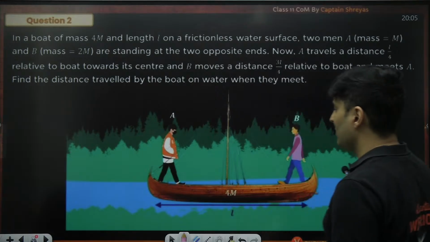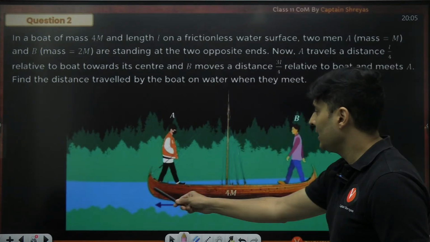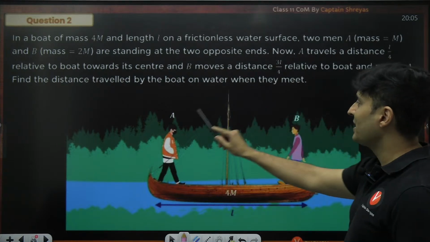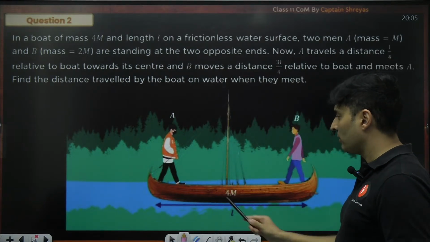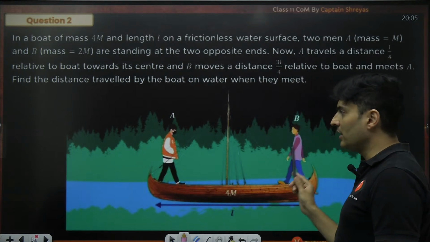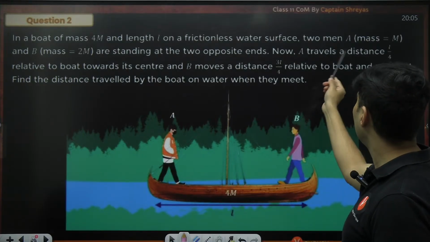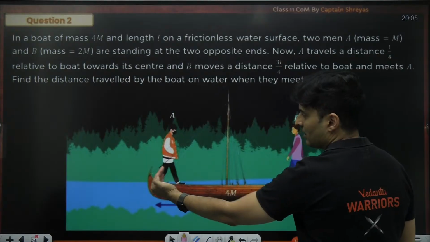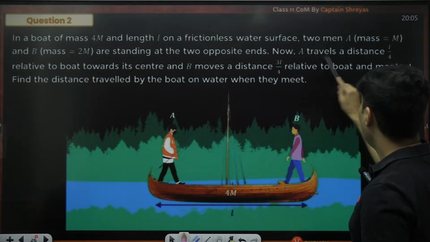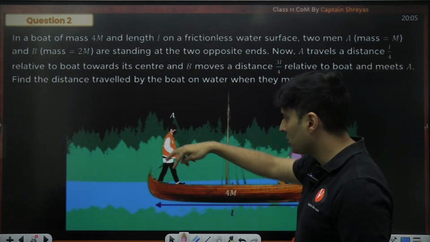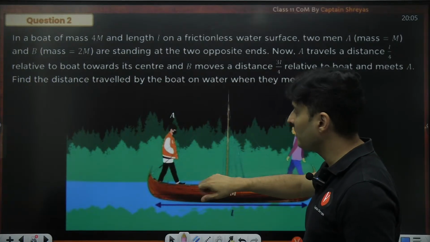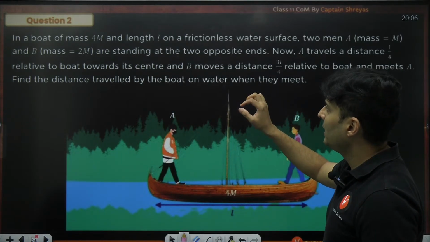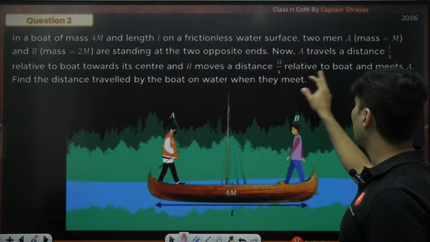In a boat of mass 4m and length L, two people are there. One person's mass is m, the other person's is 2m. A is m, B is 2m. They are on opposite ends, separation is L. A travels L by 4 relative to the boat, so this guy is going this way, obviously not the other way, or else he will be in water. And B goes 3L by 4 relative to the boat.